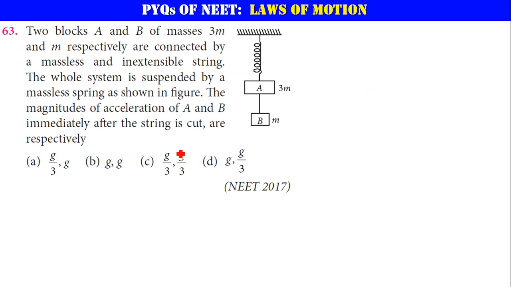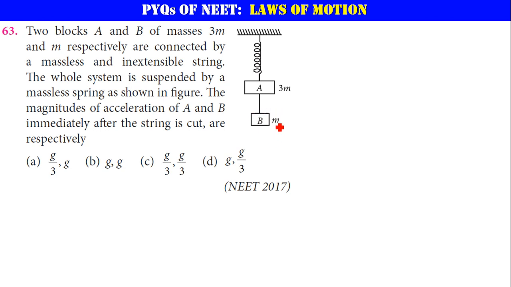Now two blocks A and B of masses 3m and m respectively are connected by a massless and inextensible string. The whole mass is suspended by a massless spring as shown in the figure. The magnitudes of accelerations of A and B immediately just after cutting the string are respectively. For this kind of problem, first of all you need to assume the system is in equilibrium. Once the system achieves equilibrium, then we cut the string.